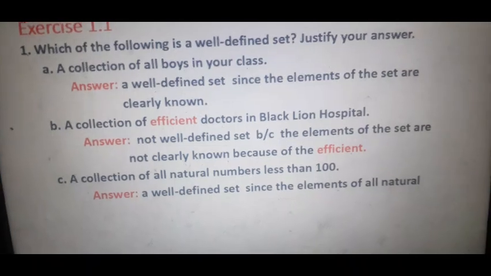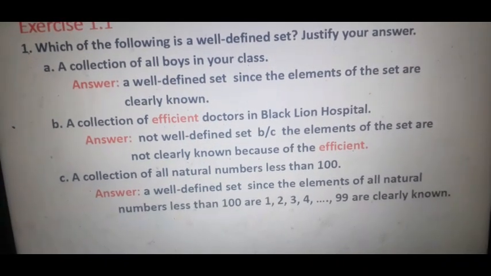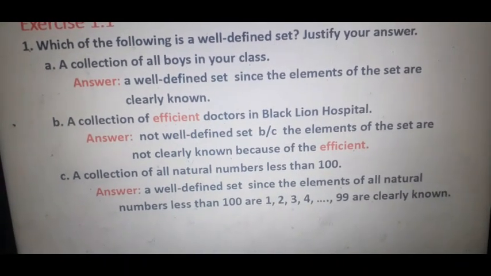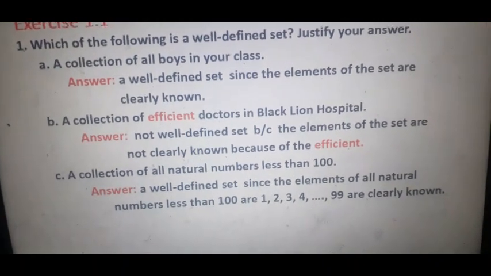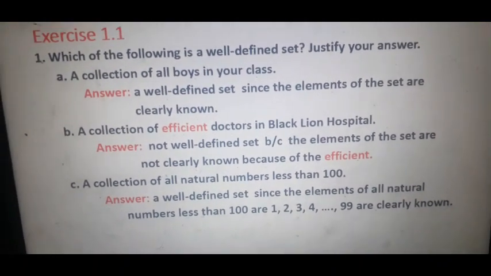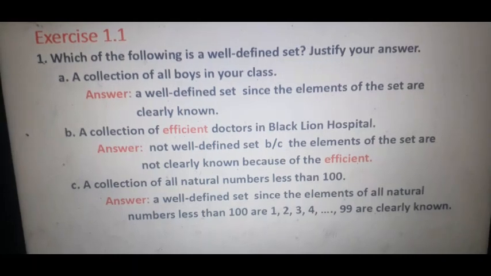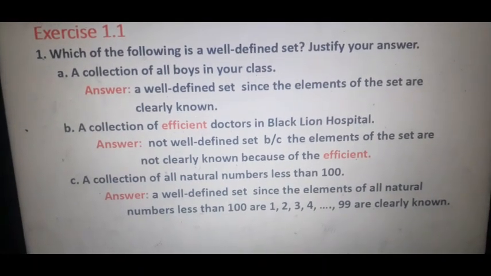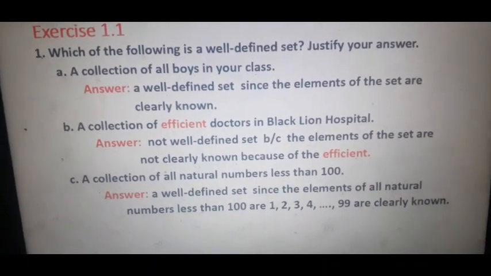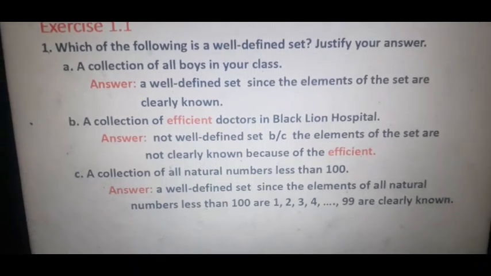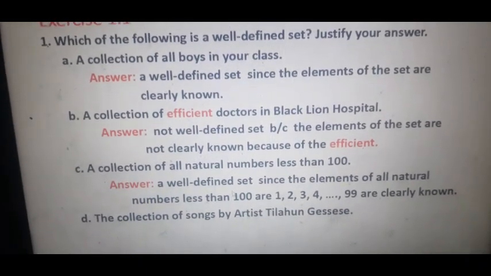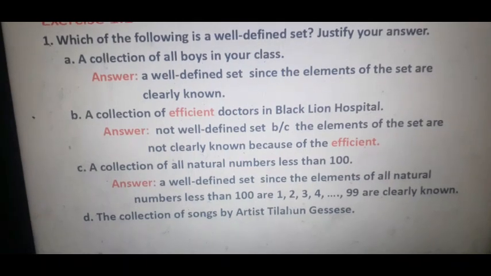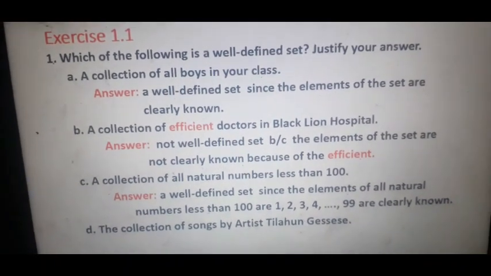Since the elements of all natural numbers less than 100 are what? 1, 2, 3 up to 99. So this is clearly known. For this reason, it is well defined. If it is well defined, it describes what? Sets. The other is the collection of songs by artist Tilahun Gassase.